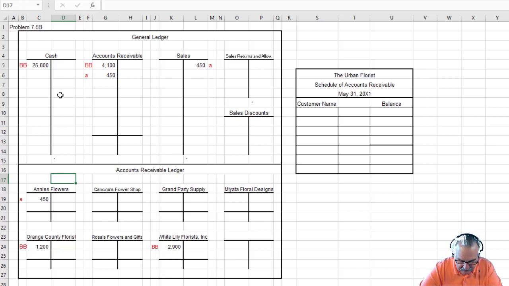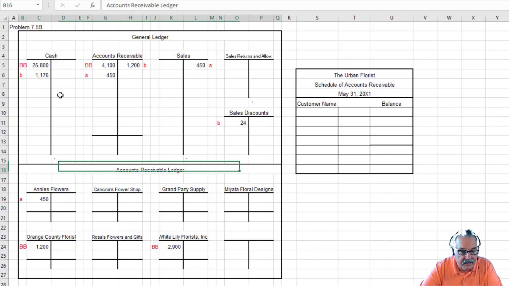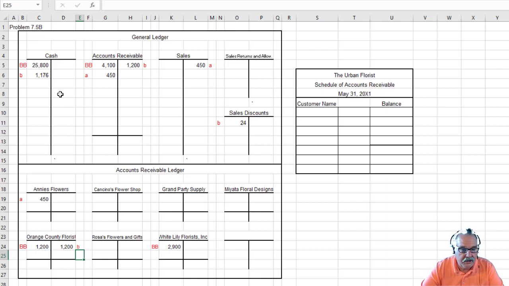Transaction B says debit sales discounts, $24. Debit cash, $11.76. And credit accounts receivable for $1,200. So that is wiping out Orange County Florist. So we're going to come down and post the $1,200 transaction to Orange County Florist. Now they don't owe us any more money.